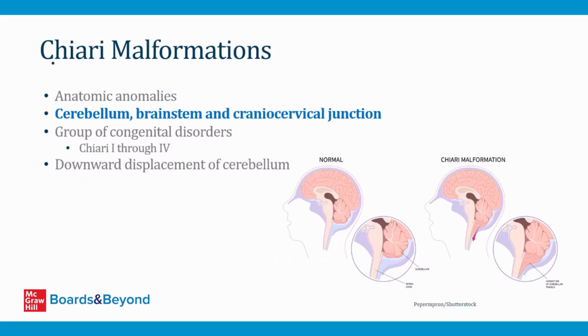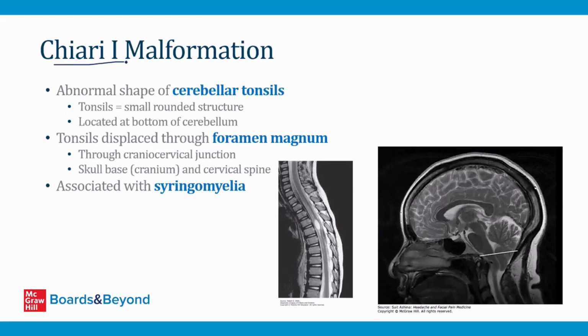Okay, moving on. Next, let's talk about Chiari malformations, which are anatomic anomalies that involve the cerebellum and then also sometimes the brainstem and often the craniocervical junction, which is the junction between the skull or the cranium and the cervical spinal cord. Chiari malformations are a group of congenital disorders that are numbered. So there are Chiari 1 malformations and Chiari 2 all the way up to Chiari 4. There are only two of them that are important to be familiar with that we'll talk about in this video. And in most of these Chiari malformations, one of the key features and common features is downward displacement of the cerebellum.